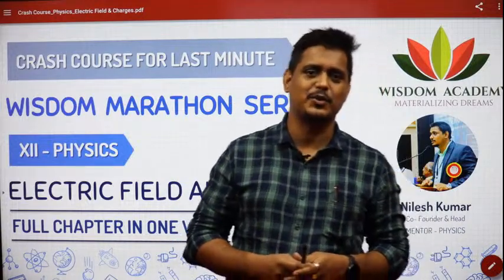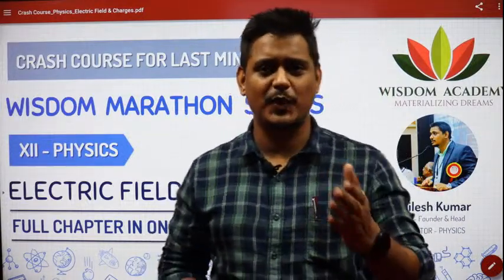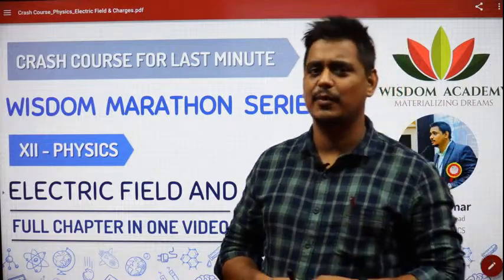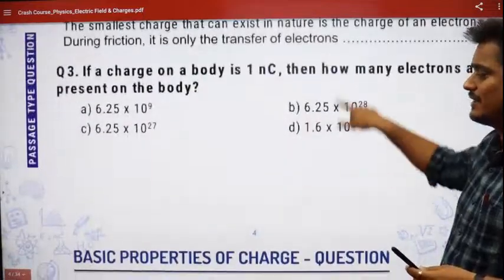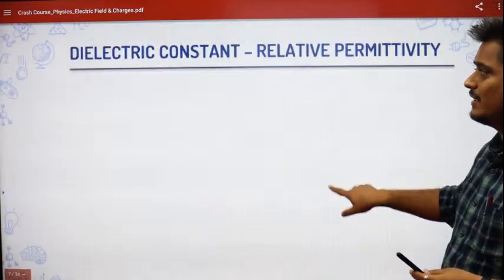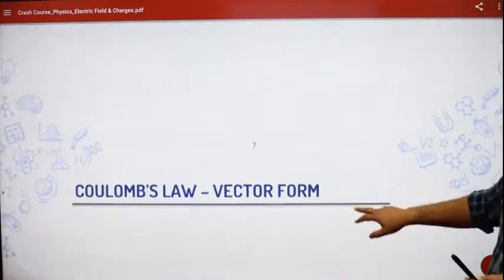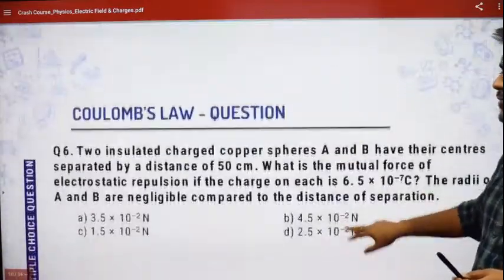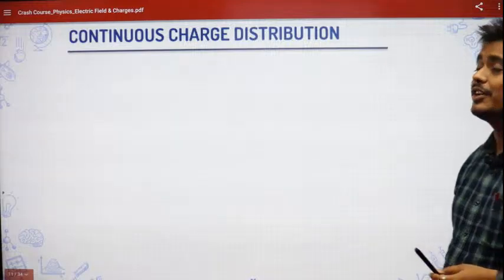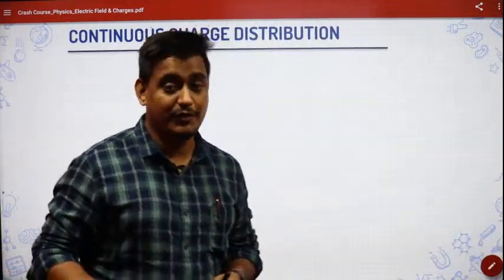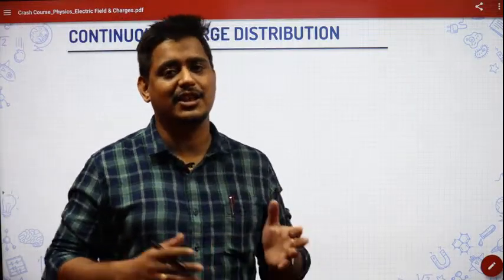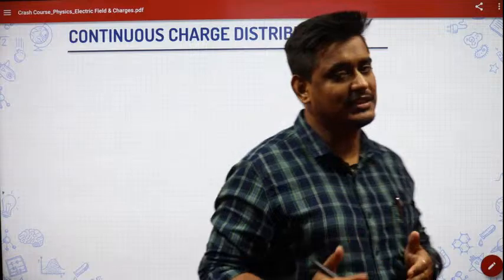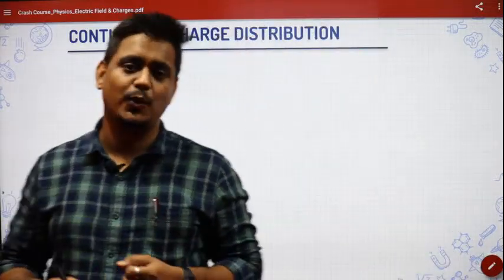But let us come back to where we were, and we were learning about the electric field and charges. Up to now we have seen the basic properties of charge, Coulomb's law, the dielectric constant, and Coulomb's law in vector form, and solved a few questions based on that. Then we learned about continuous charge distribution, where we came to know that there are three kinds: linear charge density, surface charge density, and volume charge density, which are denoted by lambda, sigma, and rho.